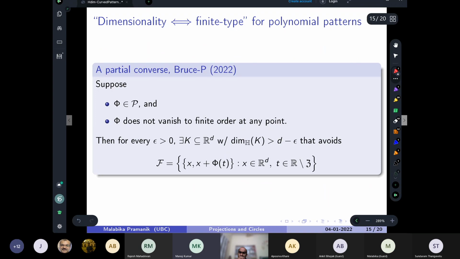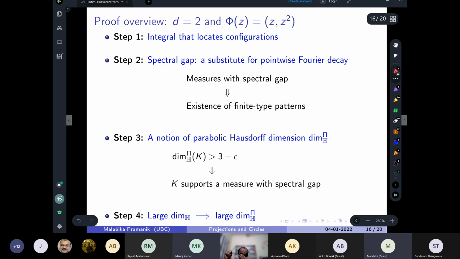So for polynomial patterns, we have a characterization: high Hausdorff dimension is equivalent to the existence of all kinds of finite type polynomial patterns. Okay. All right. So maybe I have 10-15 more minutes, so I'll spend that time discussing the proof. Are there any questions so far?